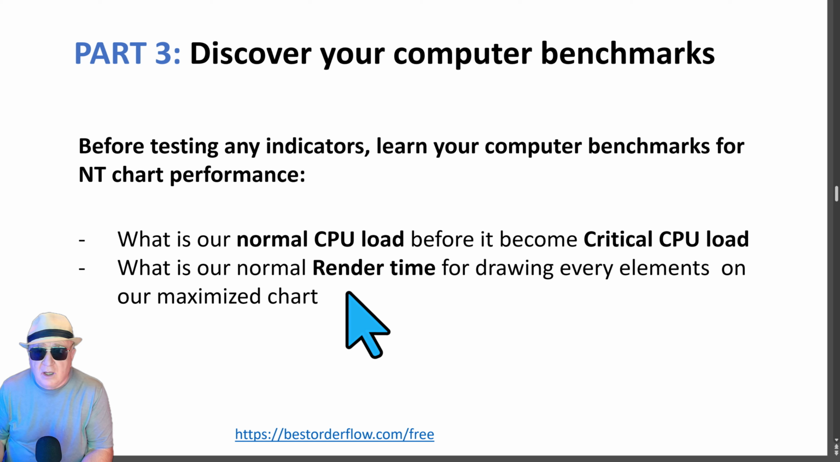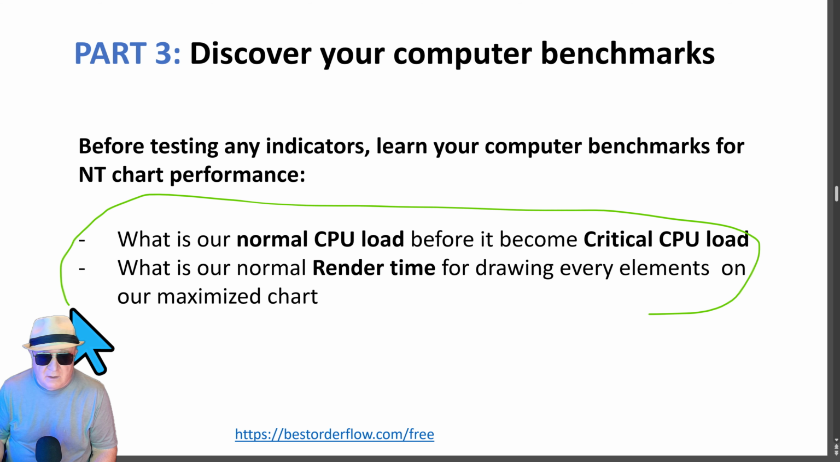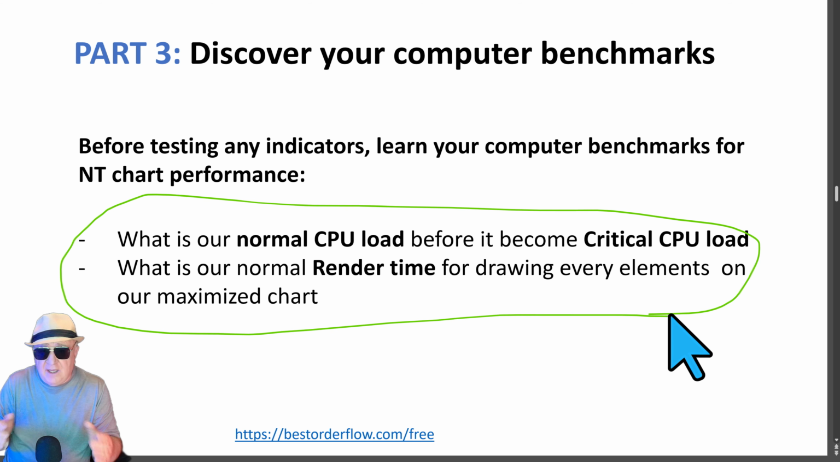There are two tasks that the CPU core will be busy with. First, it is receiving and calculating the data information itself. And the second major task that the CPU consumes energy for is rendering time, or drawing every element on your chart. There are more elements on the chart than pixels. It is different than when you think about video games, the way that the NinjaTrader platform will draw and render every single bit of information.